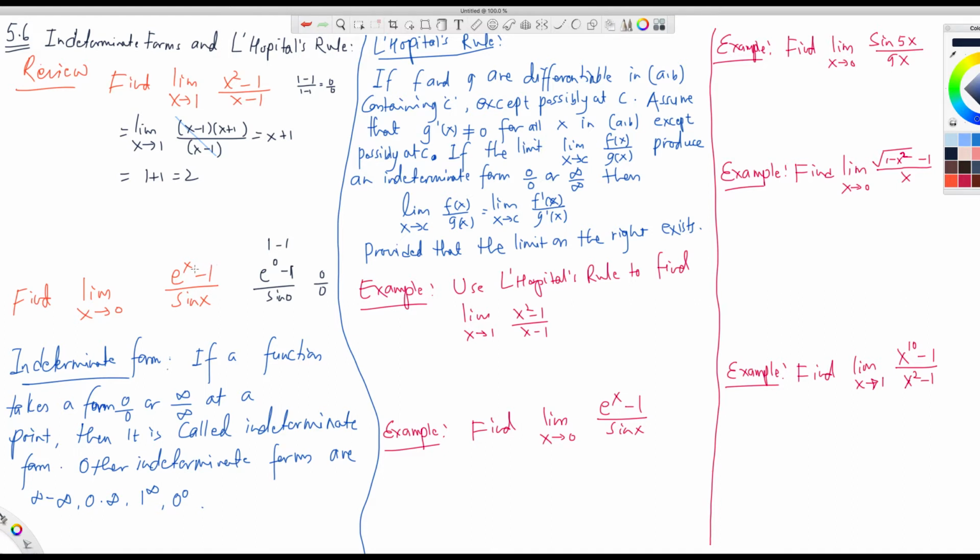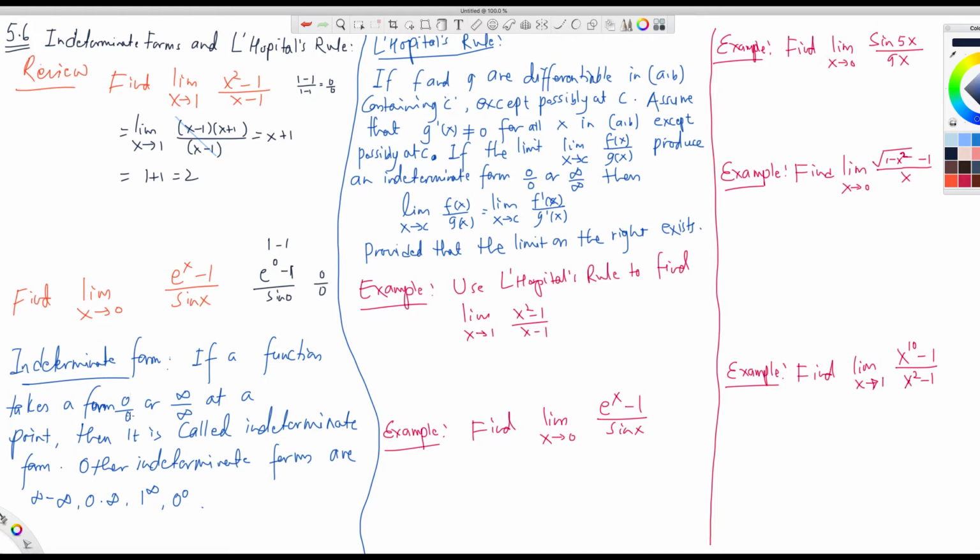To handle this type of problem, there is a rule we call L'Hopital's rule. We'll talk about that later. There is a very easy way to do this problem too, so you don't have to factorize. There is an easier method to find the limit. So let us talk about the indeterminate form. If a function takes the form 0 over 0 or infinity over infinity at a point, and the point can be a finite number or at infinity, that can happen, then it is called an indeterminate form.